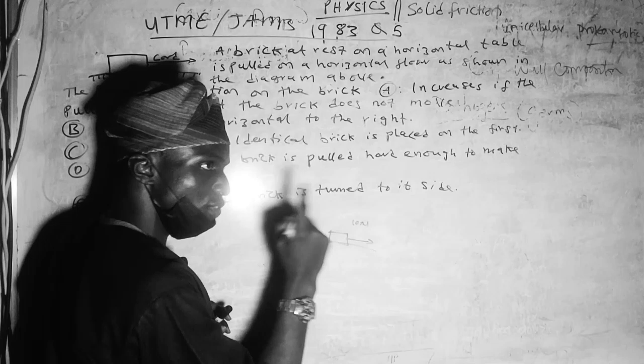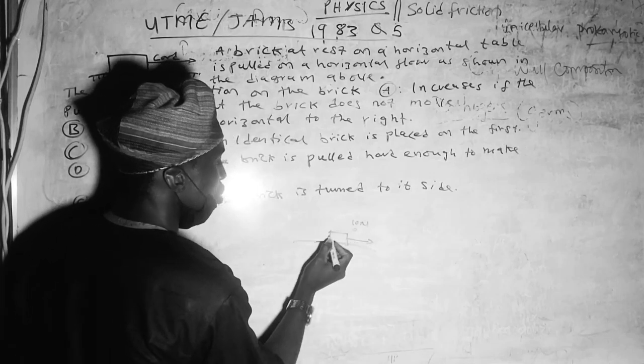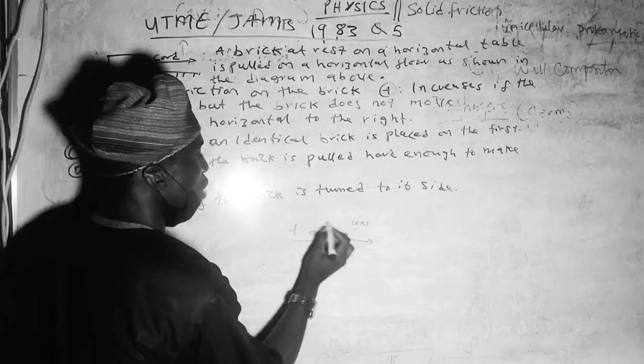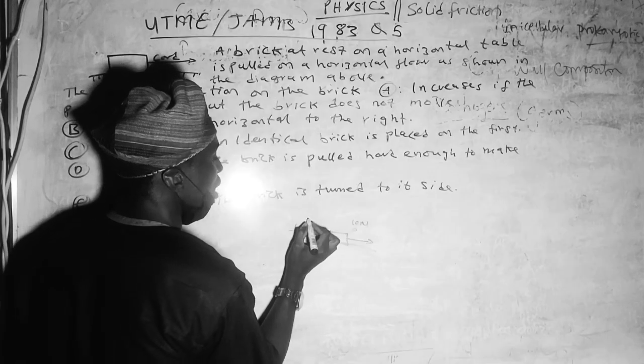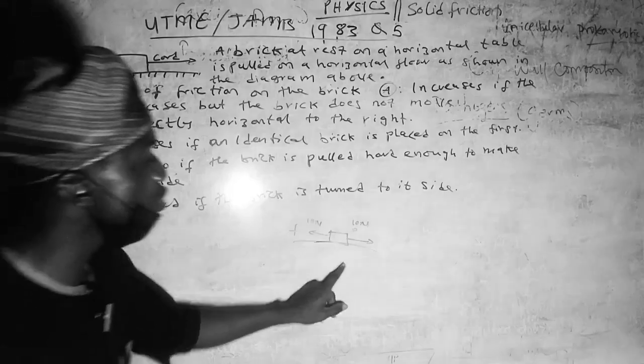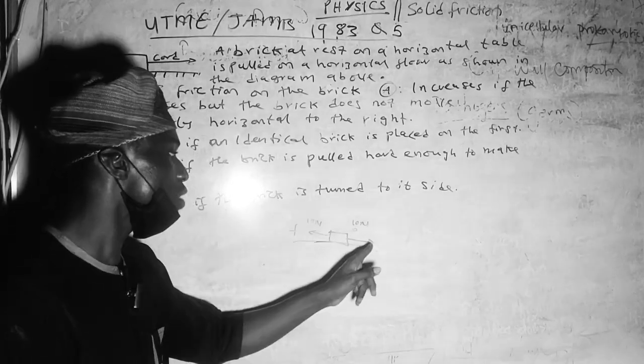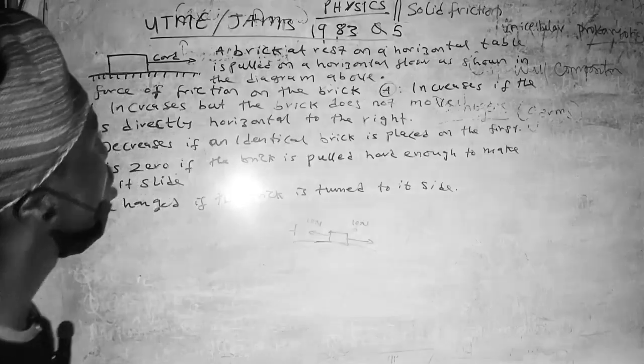And what is the rule of static friction? Your applied force, P, must be equal to the frictional force, F. So if our applied force is 10 Newton, what will happen to frictional force? 10 Newton. They must be equal. But if it is moving, what will happen? Your applied force is greater than the frictional force. But if it is static, non-moving, your applied force is equal to the frictional force.